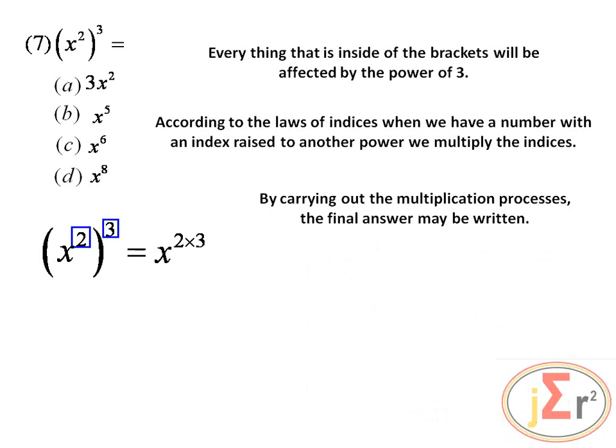By carrying out the multiplication process, the final answer may be written. Just multiply 2 by 3, that's all. We have x to the power of 6. The answer is option C.